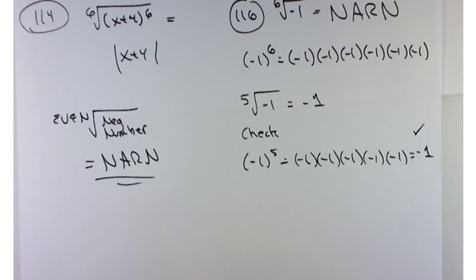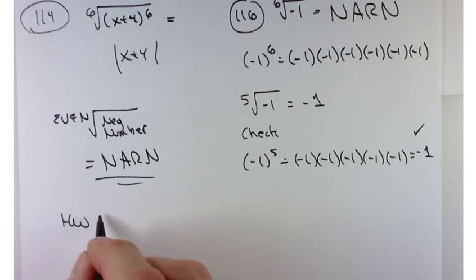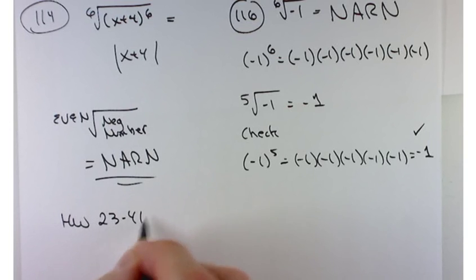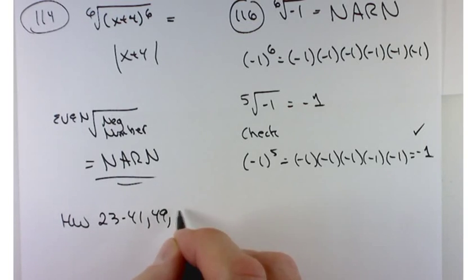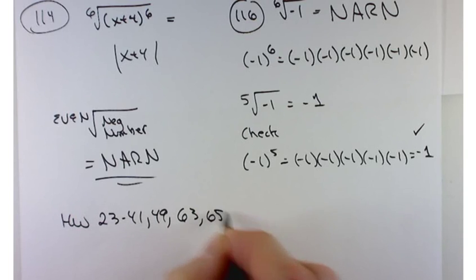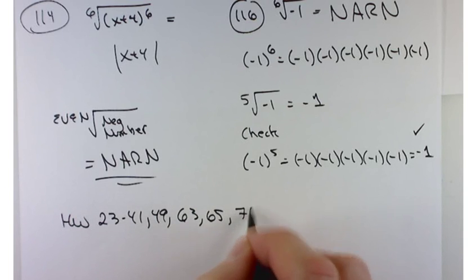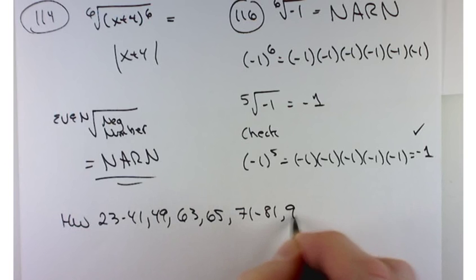All right. Let me give you some homework. 23 through 41, 49, 63 and 65, 71 through 81, and 97.